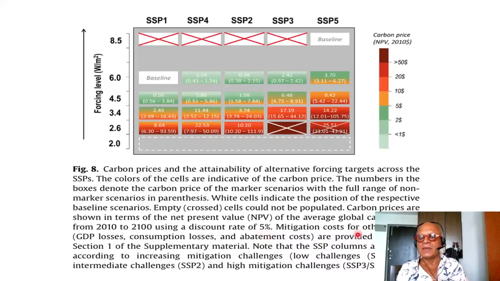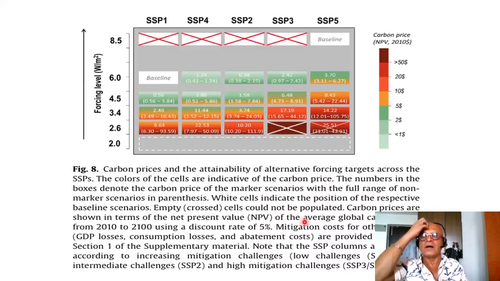for example. Mitigation costs for the other metrics, GDP losses, consumption losses, and abatement costs are provided as well in the supplementary material. Note that SSP columns are ordered according to increasing mitigation challenges, so low challenges to high challenges, so these are not in order. SSP 1, 4, 2, 3, and 5. So if you remember the narratives, the combination of mitigation is different in each of them.